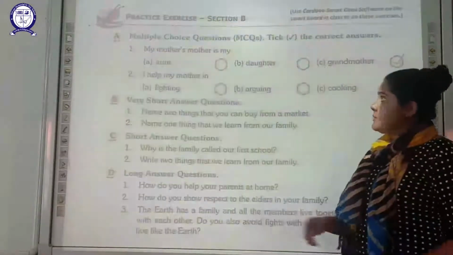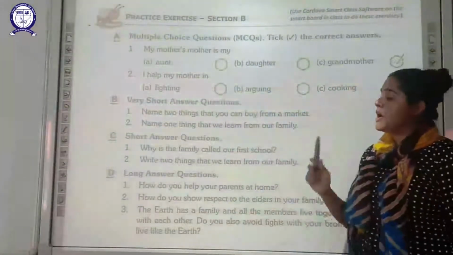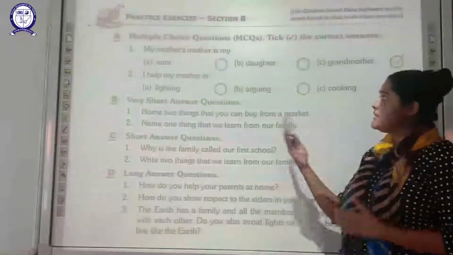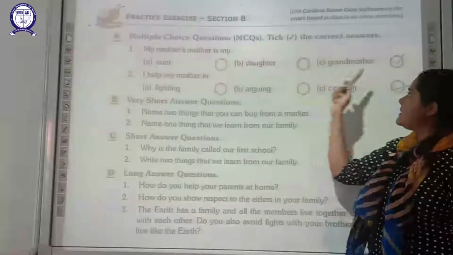The next exercise part is the first MCQ. My mother's mother is my what? How are you related to your mother's mother? She will be your aunt, daughter, or grandmother. So the right answer is grandmother.